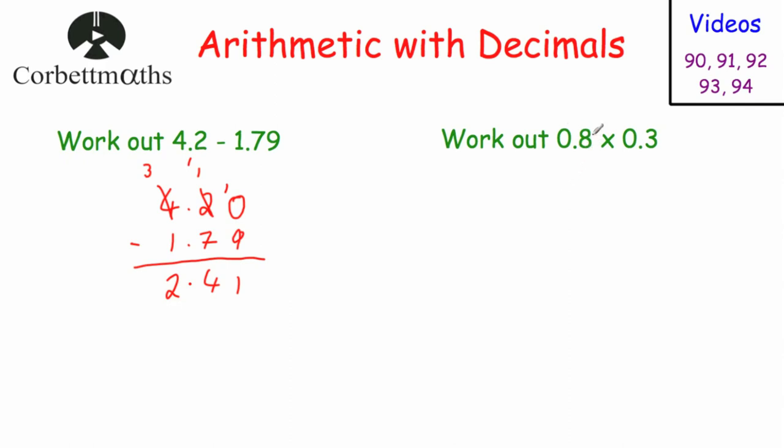So if I had 0.8 multiplied by 0.3, well, ignoring the 0 point and the 0 point, you'd be left with 8 times 3. Now, 8 times 3 is equal to 24, so the answer will have a 2 and a 4 in it. And then if we look at the question, you have one digit after the decimal point here, and then we have another digit after the decimal point here. So because it's two digits after the decimal point in the question, there's going to be two digits after the decimal point in the answer, so it's going to be 0.24. And as you can see here, the 2 and the 4 are digits after the decimal point, so that's 1, 2, so then that would be the right answer. 0.8 multiplied by 0.3 is 0.24.